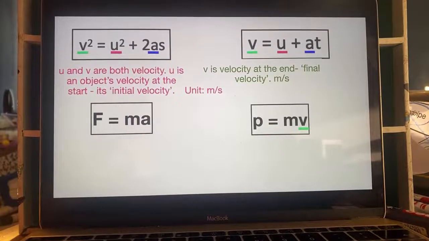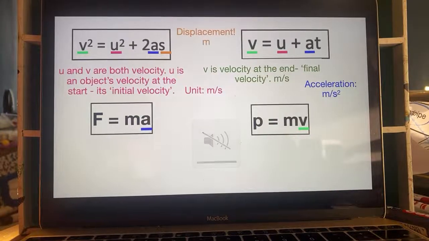The little a was acceleration. Did you remember the units for that? Meters per second squared. Little s, some people were saying distance yesterday. Little s is displacement, so that is also a vector. It's like distance, but direction is important.